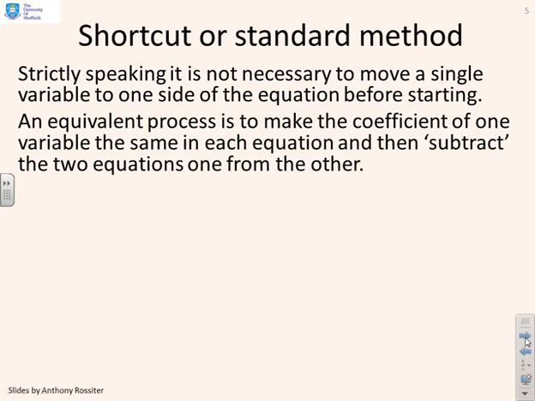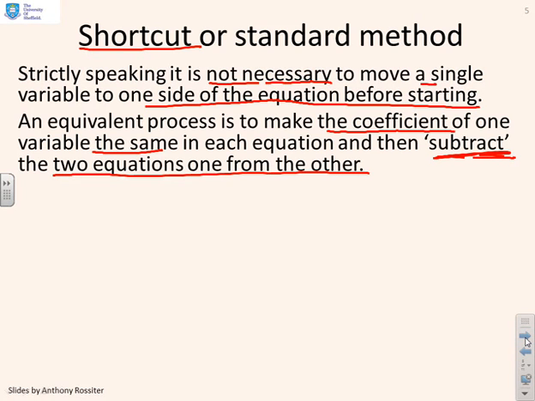Now, when you're in school, they tend to give you what I would probably call a shortcut method. So what's the difference? Strictly speaking, it's not necessary to move a variable to one side of the equation before you start. You'll notice we chose a variable, made the coefficient the same, and moved it to one side of the equation to get it out of the way. An equivalent process is to make the coefficient of one of the variables the same, and then subtract the two equations one from the other.